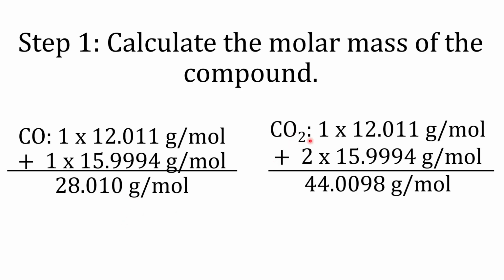Now with carbon dioxide, we obviously have 2 oxygens, so you'll notice there is a multiplier of 2 when we multiply by the molar mass of oxygen. This gives us a total molar mass of 44.0098 grams per mole. On to step 2.